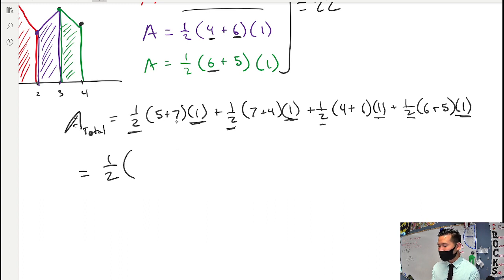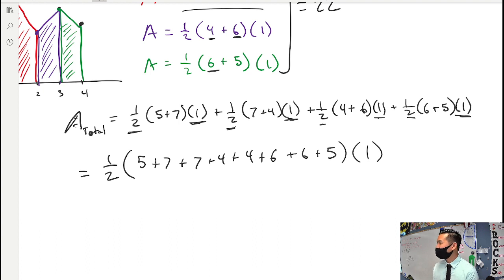What leaves me behind inside is going to be 5 plus 7, and then I'll factor out the 1 to put at the very end. So I have 5 plus 7 plus 7 plus 4 plus 4 plus, that's a 6, sorry, 6 plus 6 plus 5, right? All, of course, being multiplied by what at the end? So this is one group, this is another group, this is another group, this is another group, and I just factored out the stuff that's around it, yeah?